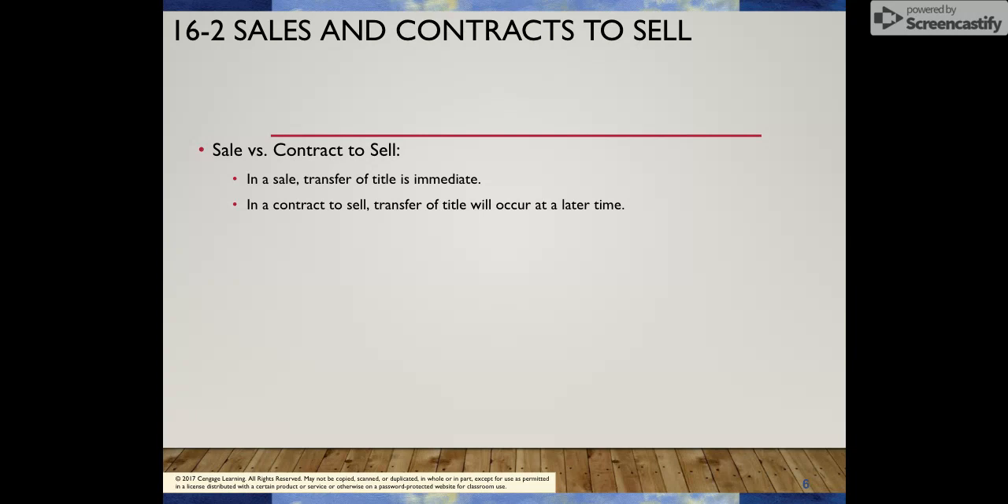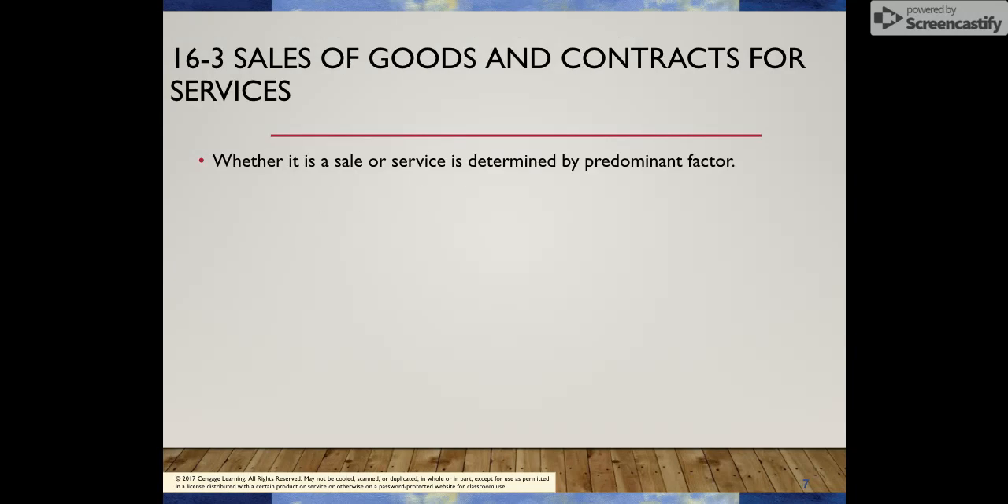But with a contract to sell, the transfer of the title will usually occur at a later time. If you're buying a house, that usually takes a few months to get everything in order, get the sale finalized and have all the contracts signed, and there's a lot more to it than a regular sale. Hopefully that makes sense.